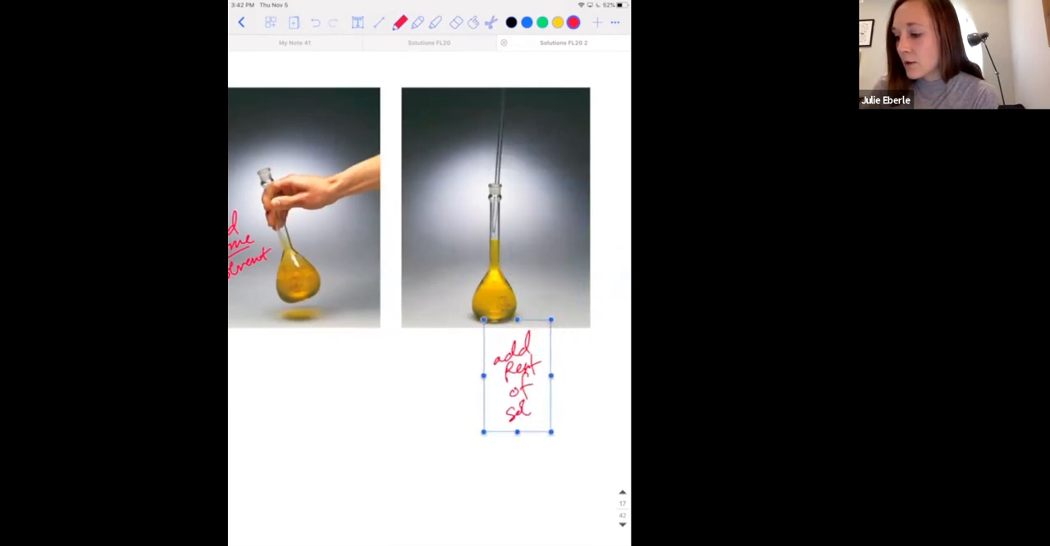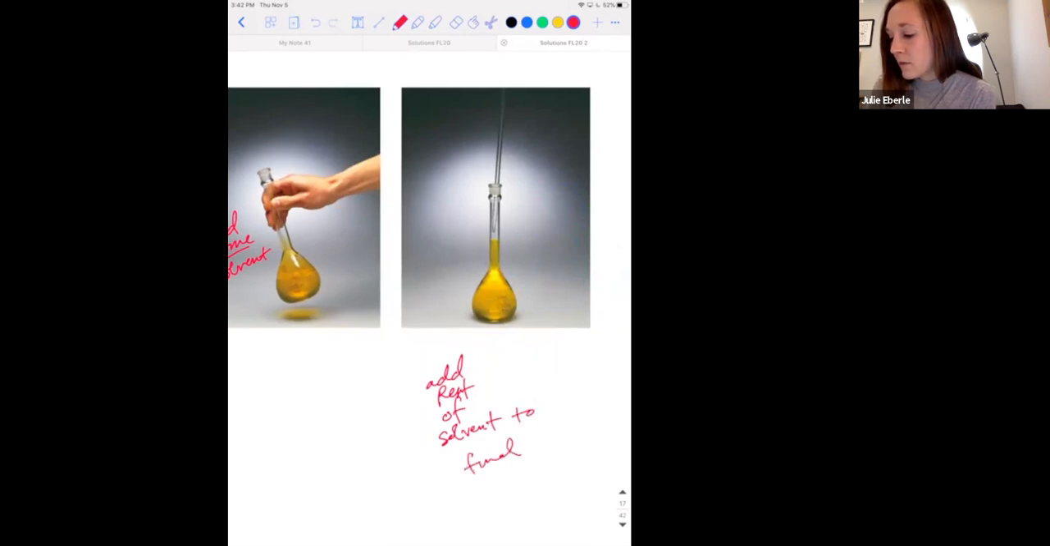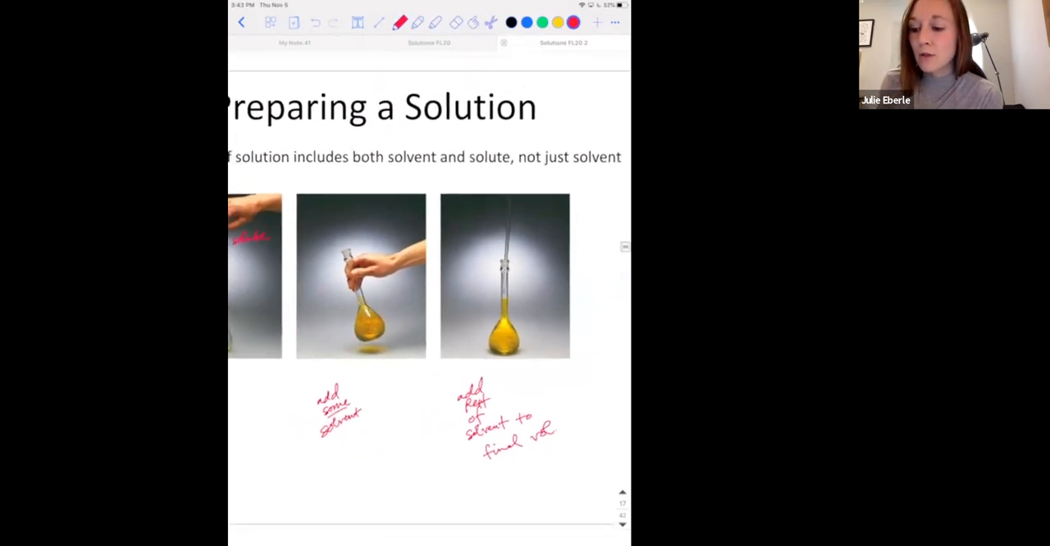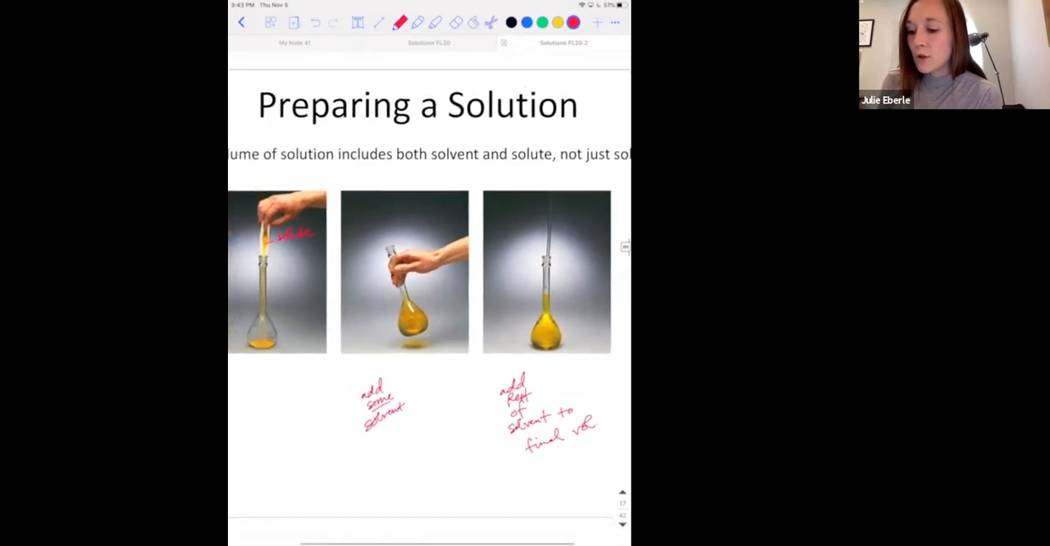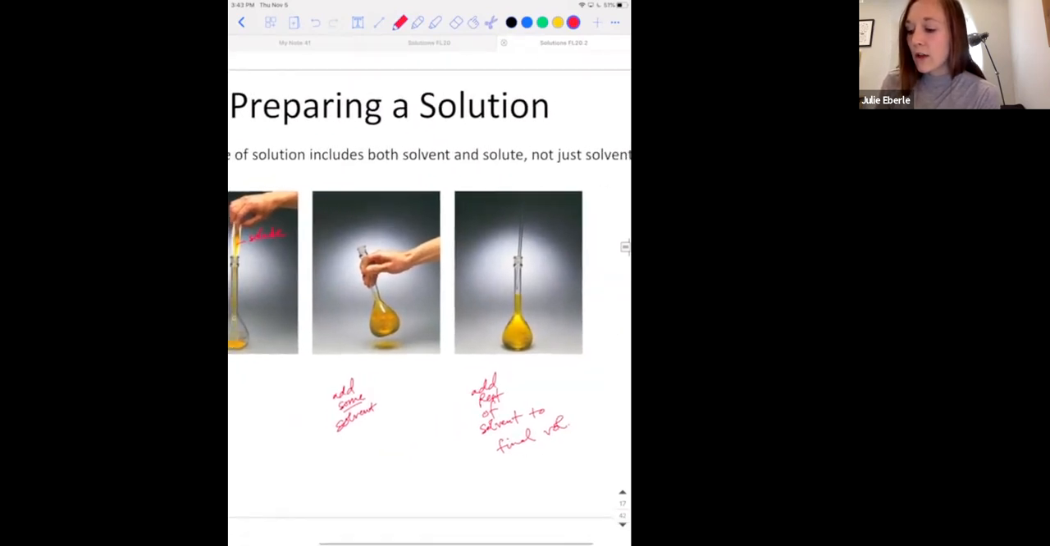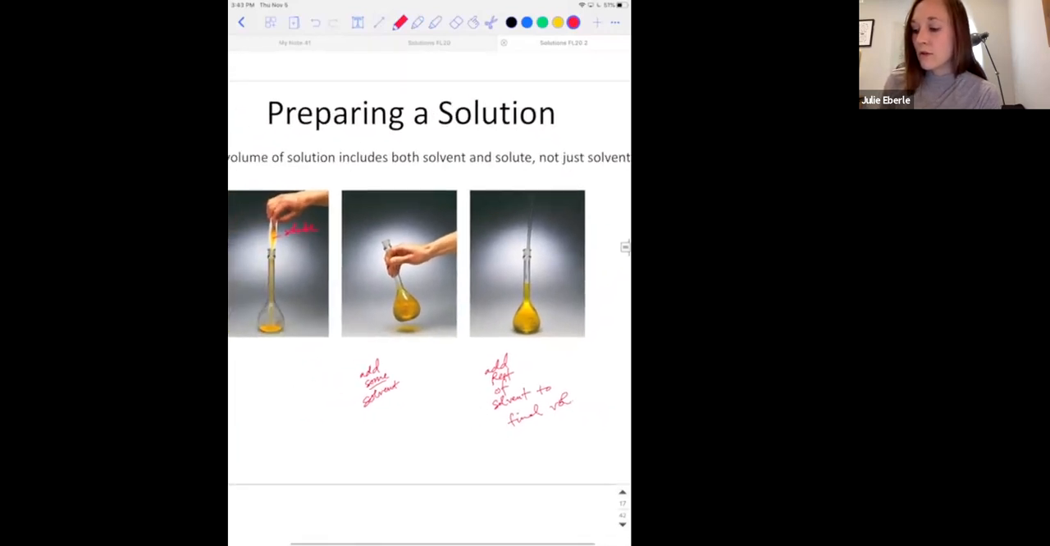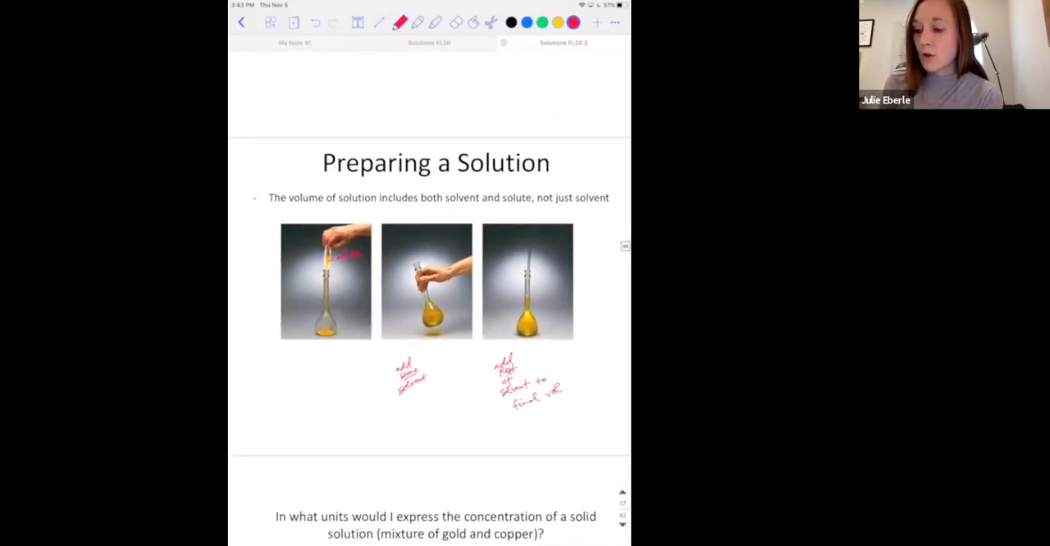Add the rest of the solvent to the final volume. So you're going to add some of the solvent. You don't want to go past the total volume though, and you have to remember some of the solute takes up volume as well. So you put your solute in, add some of your solvent, mix it, dissolve all your solute, and then you fill it with solvent to the final volume. That's the technical way you should go about it.